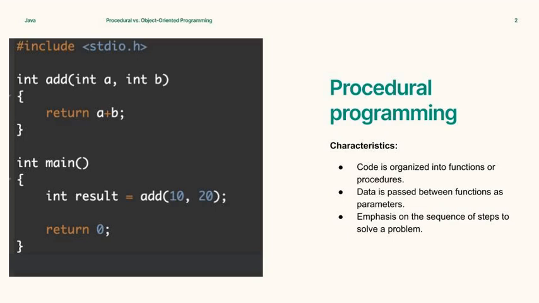Procedural programming is centered around writing a sequence of instructions or procedures to operate on data. Let's understand this by an example. We have a simple program in C language that adds two numbers. The add method performs a calculation based on the given parameters. The program flow is linear.